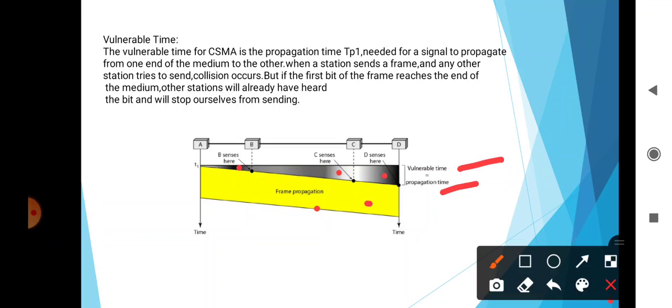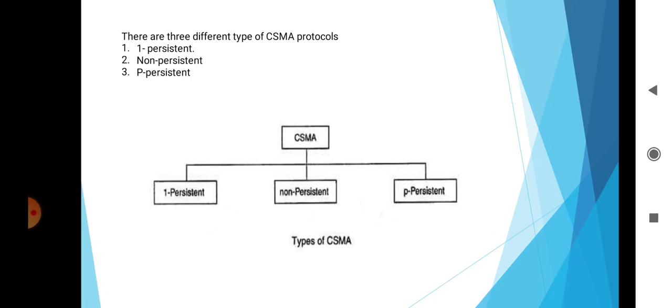Then the persistence methods. There are three types of CSMA protocol. First one is the 1-persistent CSMA, then the non-persistent CSMA, and the third one is the p-persistent CSMA.